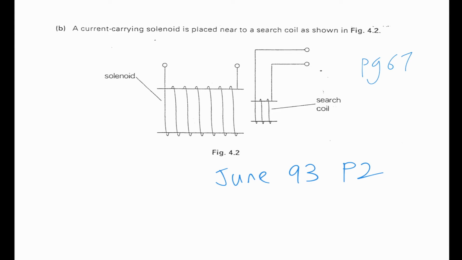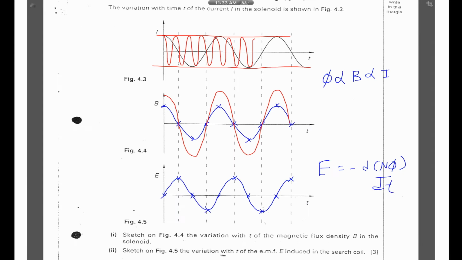So for this question, what we will have is a solenoid. Your solenoid is the one that we are going to pass a current through. And then with your search coil, you will get the induced EMF. So the first part, they said, sketch the graph of the flux density B in the solenoid.